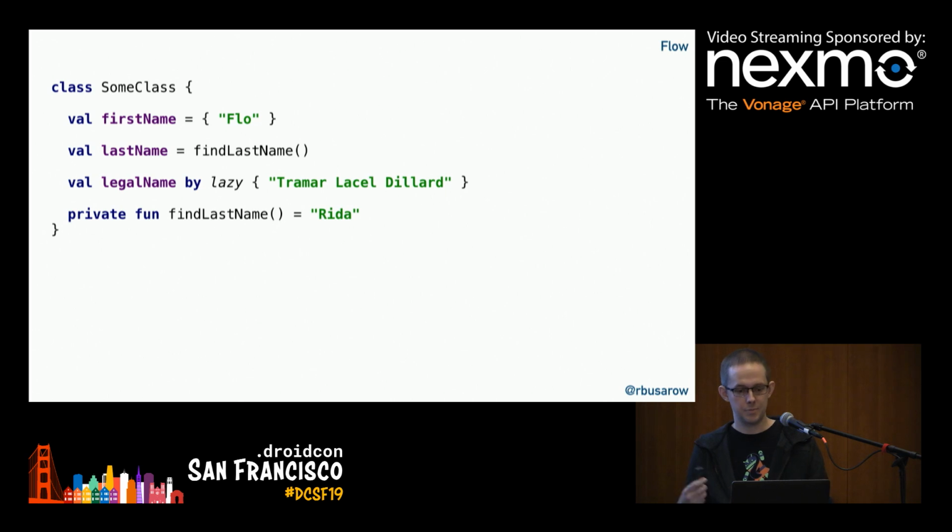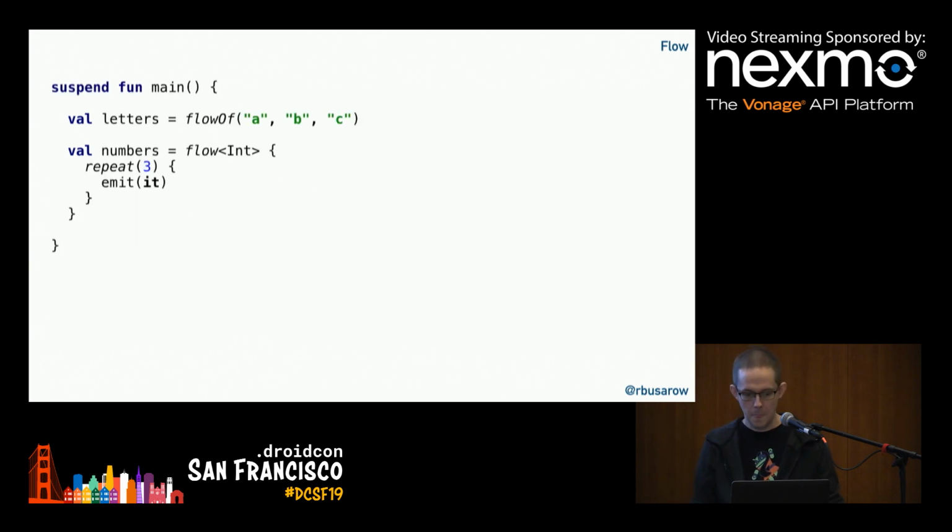Similarly, we could express that as a lambda, where if you wanted to access first name, you would access the lambda and then call .invoke, right? So this looks really weird to do as individual properties, but this is what we do with reactive streams such as flow.